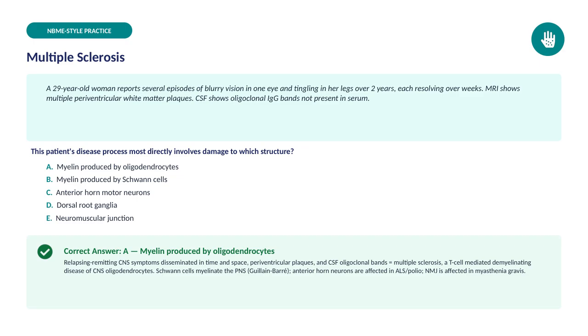The presence of these plaques and the pattern of symptoms fit with a relapsing remitting demyelinating disease caused by T-cell-mediated damage specifically targeting oligodendrocytes. Other options like damage to anterior horn motor neurons or the neuromuscular junction relate to different diseases like ALS, polio, or myasthenia gravis, while dorsal root ganglia aren't involved in this presentation.